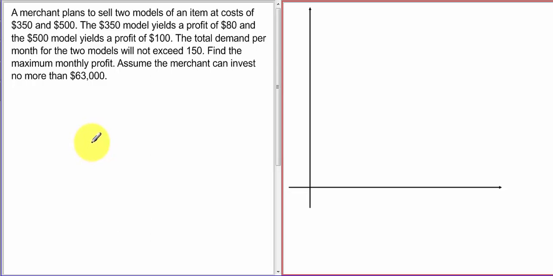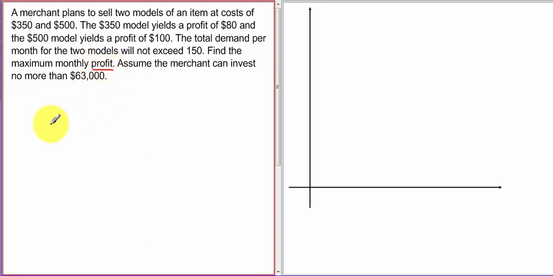This is an explanation of page 4, number 1, a linear programming problem. A merchant plans to sell 2 models of an item at costs of $350 and $500. The $350 model yields a profit of $80, the $500 yields a profit of $100. Total demand for the 2 models must not exceed 150. Find the maximum monthly profit.